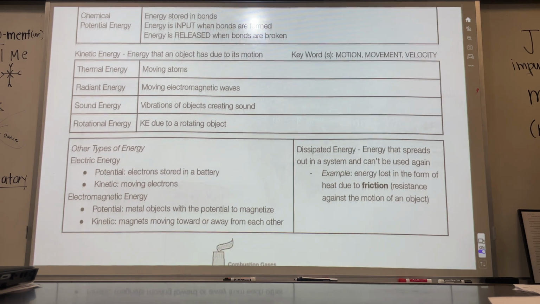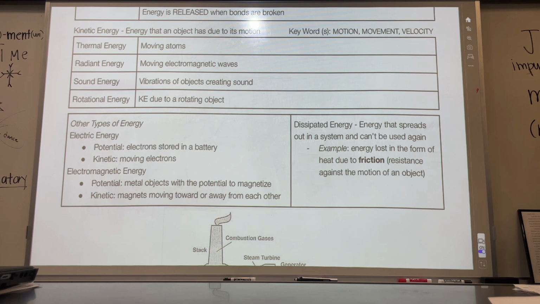Okay, the second category of energy is kinetic energy, and that is the energy an object has due to its motion. So the key word for kinetic is something is in motion, something has movement, something has a velocity. Anytime an object has velocity, it has kinetic energy. For our class, when you're calculating, it's just going to be kinetic energy in general. You don't need to calculate the specific types, but if you're identifying different types of energy within like a diagram, then you'll want to know these different types.